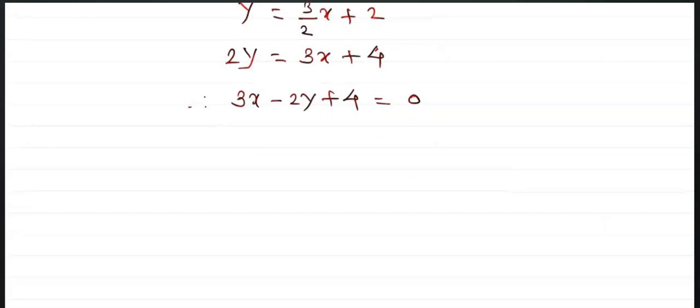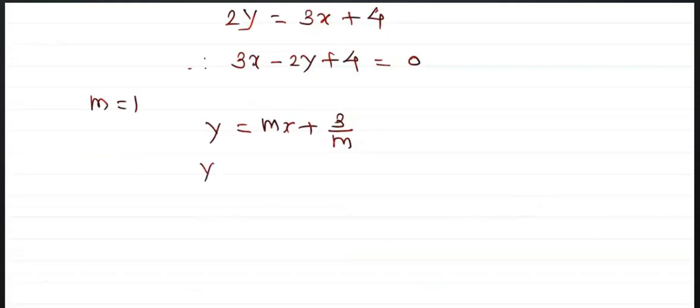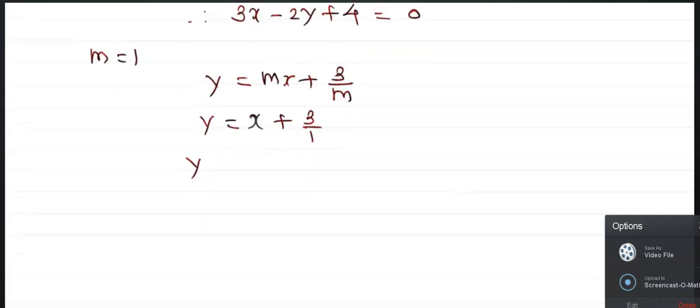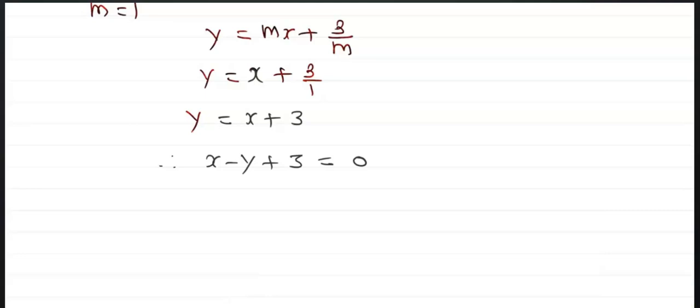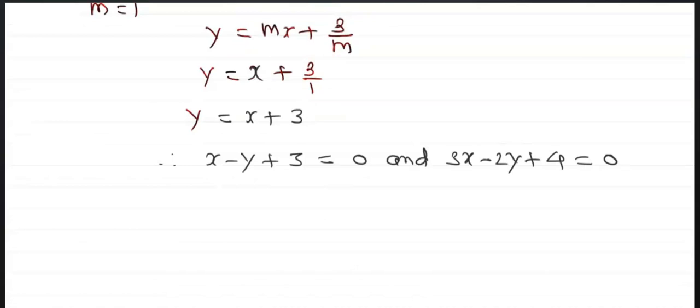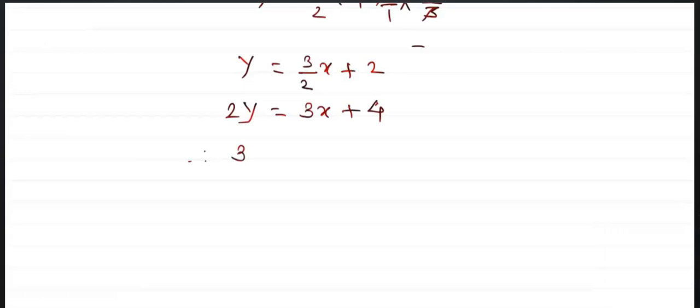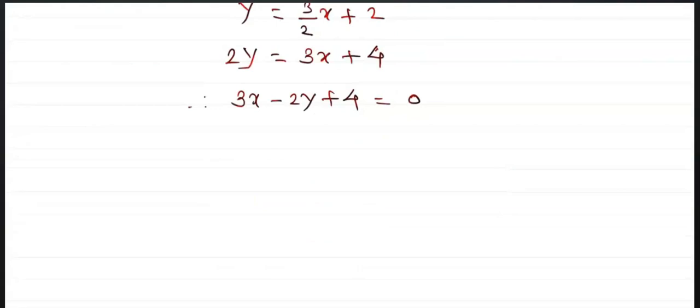M is equal to 1, y is equal to mx plus 3 upon m. The value of m is 1. X minus y plus 3 is equal to 0. These are the two equations of the tangent. You can see this again. Second equation, m is equal to 1.